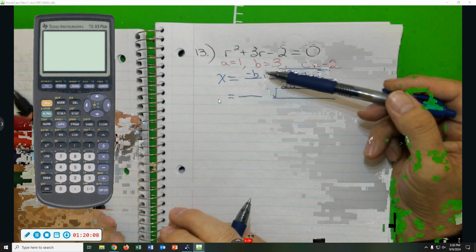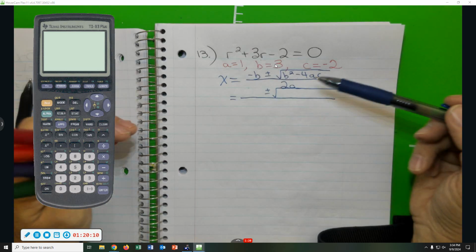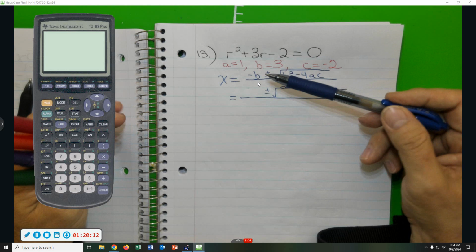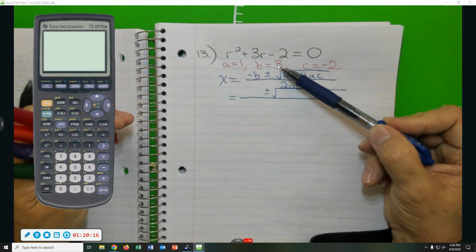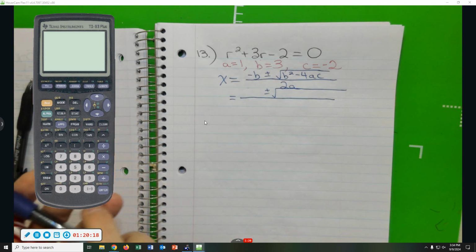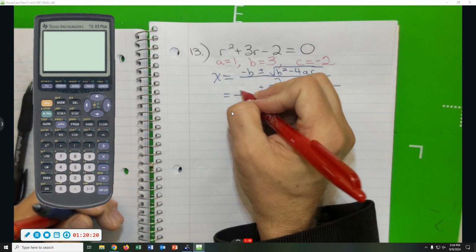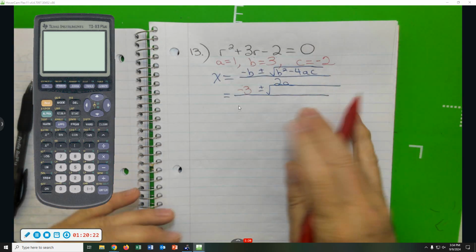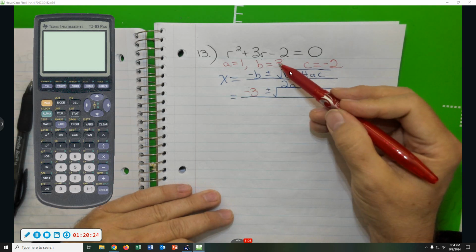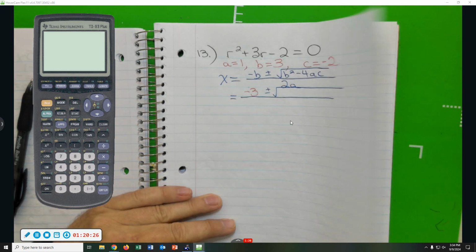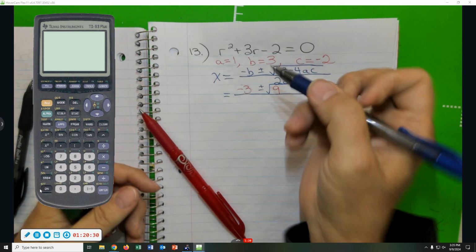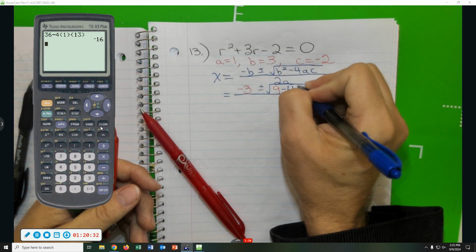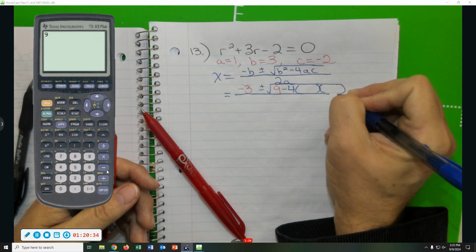Okay, let's fill in the spots. Negative b. I like to write it down like this because then I have something to point at. Negative b, the opposite of b. What's the opposite of positive 3? What am I going to write here? Negative 3. Now, b squared. 3 times 3. What am I going to write here? 9 minus 4 times a times c.